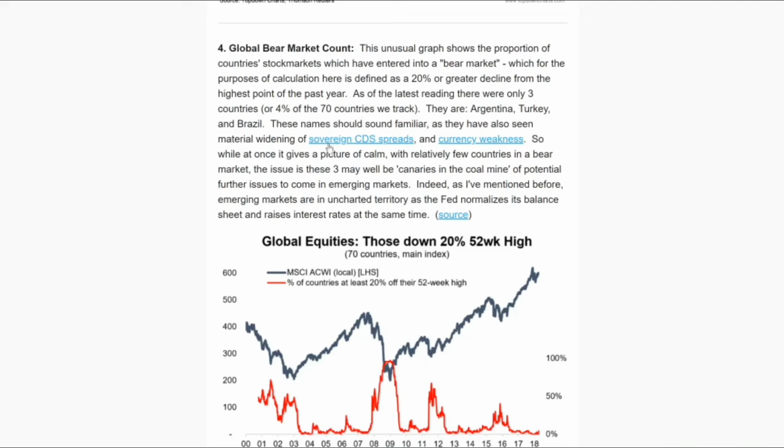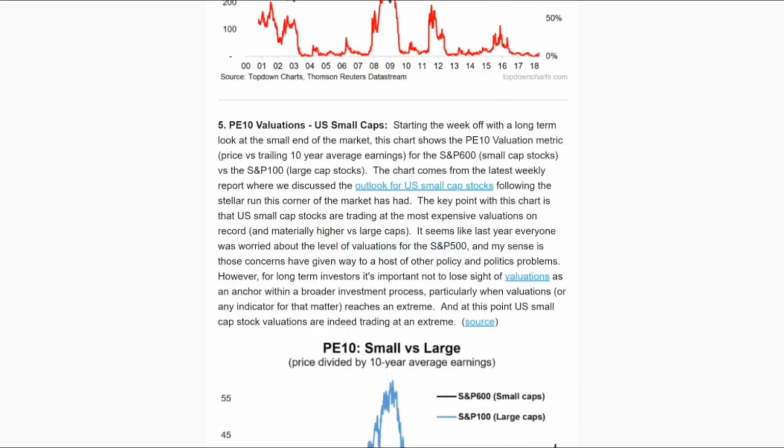And those are the ones that are key suspects in terms of sovereign CDS spread widening, currency weakness. The risk there is that those are canaries in the coal mine, so to say, and certainly Fed tightening, both interest rate and quantitative tightening, is a big risk for emerging markets. So it's one to both find a bit of calmness or comfort in, because there's not very many countries at all that are in a bear market, but at the same time, be mindful of those potential tail risks in the bottom end of emerging markets and potential spillovers.